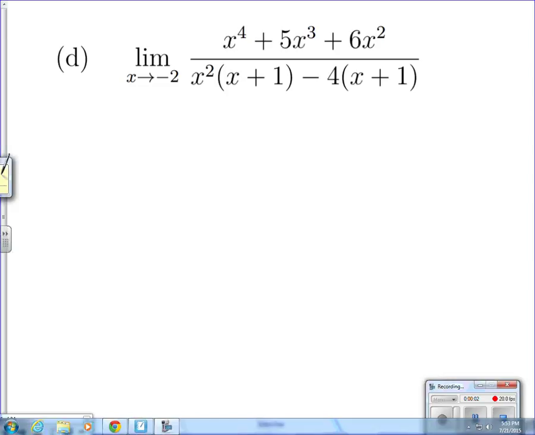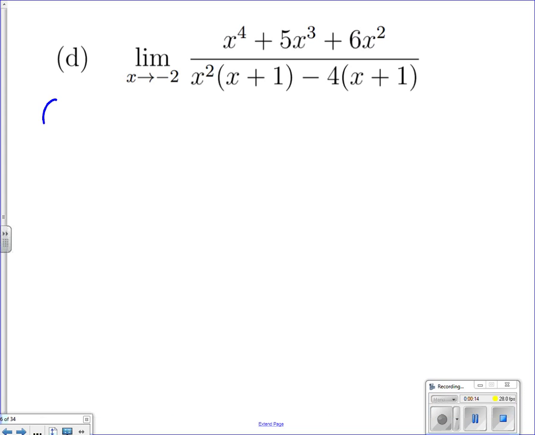So here we are at problem 3D from the limits worksheet. We're asked to find the limit as x approaches -2 of this particular rational function. Now, if you already tried direct evaluation, what you should have ended up with, if you did the math correctly, is that 0 over 0 indeterminate form. And unfortunately, that's not going to quite help us as we're trying to identify the correct limit.